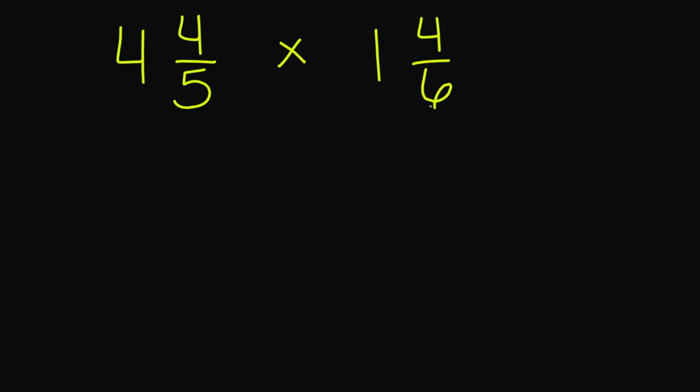Let's try 4 4/5 times 1 4/6. We're going to turn our mixed numbers into improper fractions. So I'm going to multiply 4 times 5. This is going to give us 20. Plus 4 is going to be 24. So your answer is going to be 24 over 5.